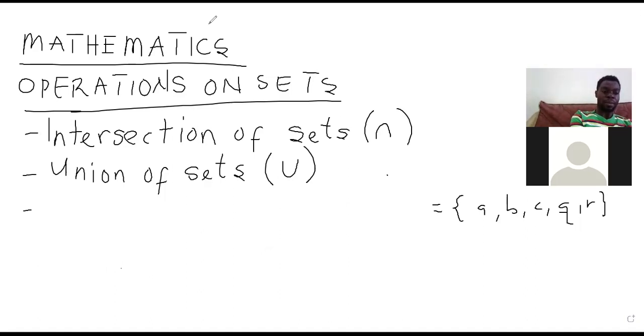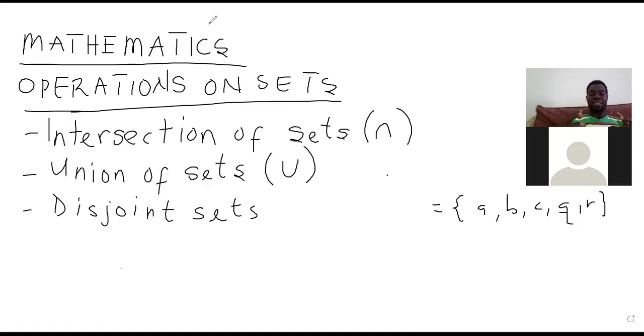We look at what we call disjoint sets. When we say two or more sets are disjoint, meaning their intersection is an empty set. They don't have intersection. Disjoint sets do not intersect. Take note of that. That's why we say that they are disjoint. Very good.